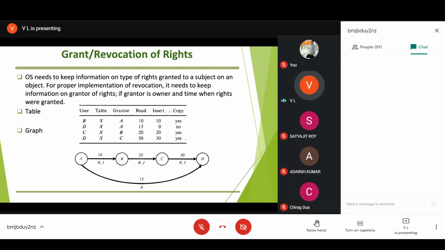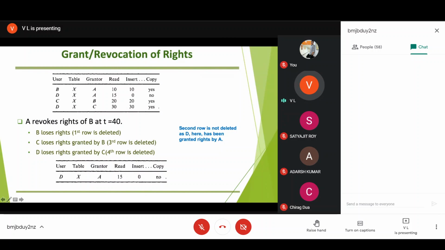And these are the rights read and insert. But then A has granted only read right to D. This is only read right at this point. So D has received read and insert right from C and only read right from A. So from time 15 to 30, D could not do any insertion, but after time T equal to 30, D can do some insertion.